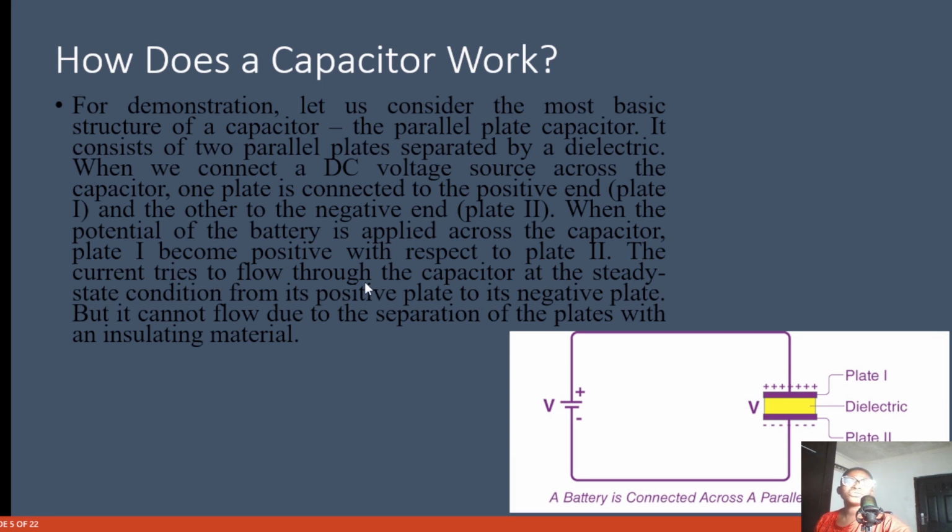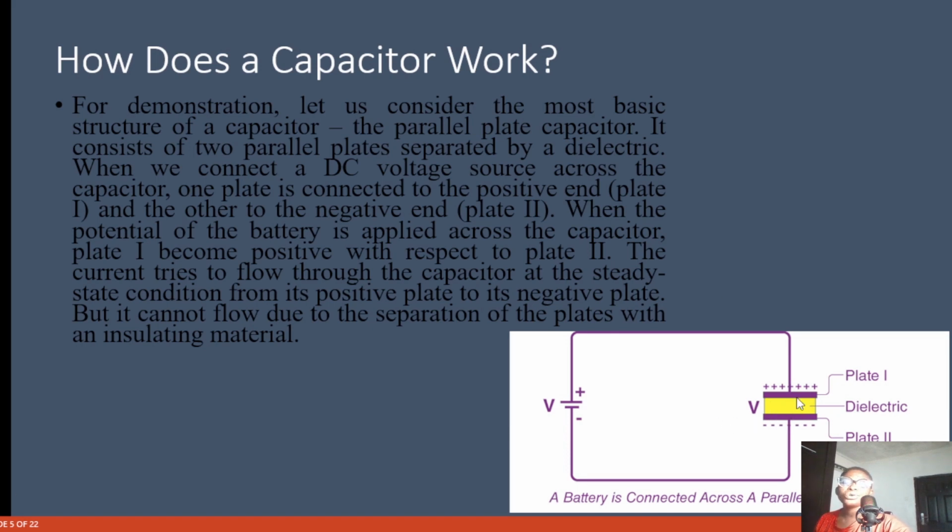The current tries to flow through the capacitor. Ideally this current is supposed to flow, but because of this dielectric, this separation, it will just stop here and it will stop here. So the current tries to flow through the capacitor at the steady state condition from its positive plate to its negative plate, but it cannot flow. Why? Due to the separation of the plates with an insulating material. So this is how the capacitor works.